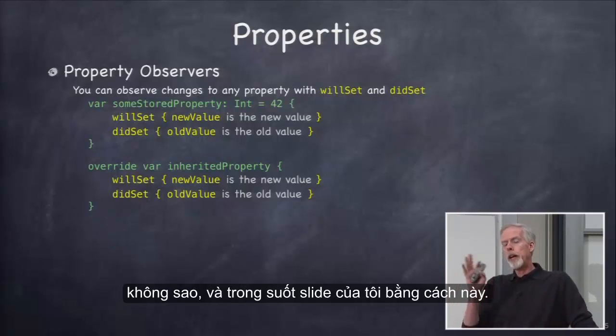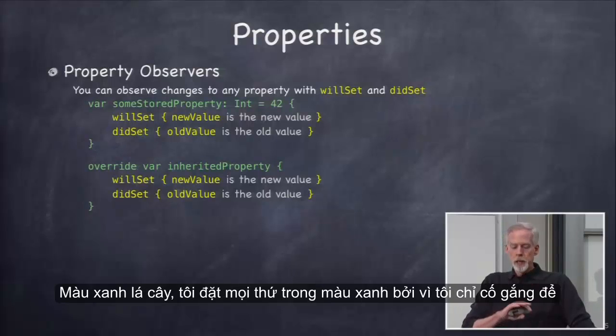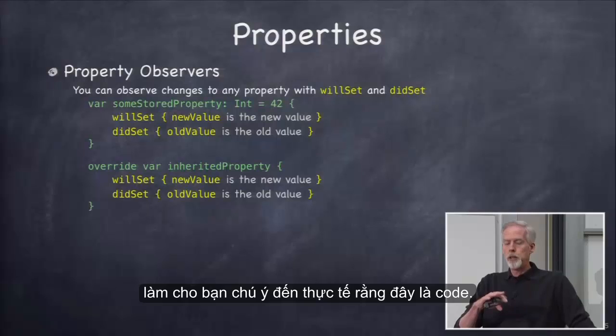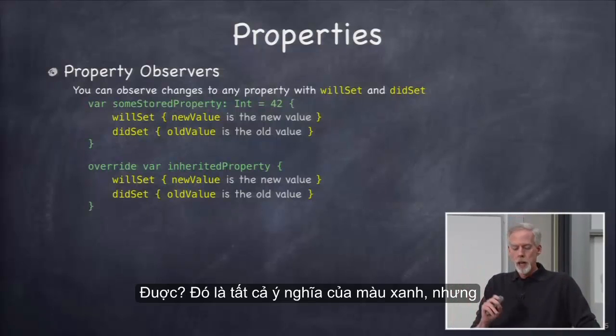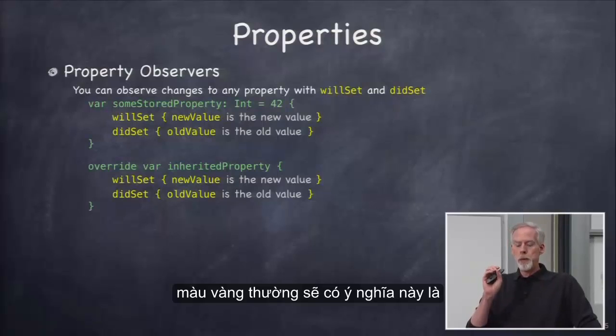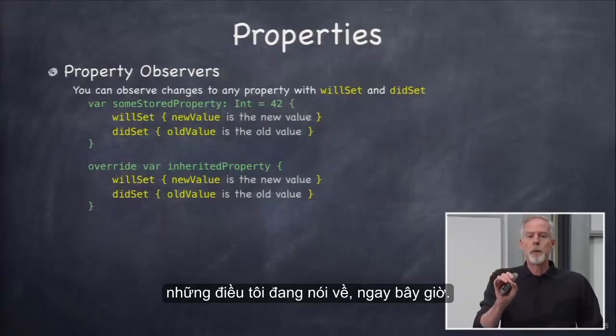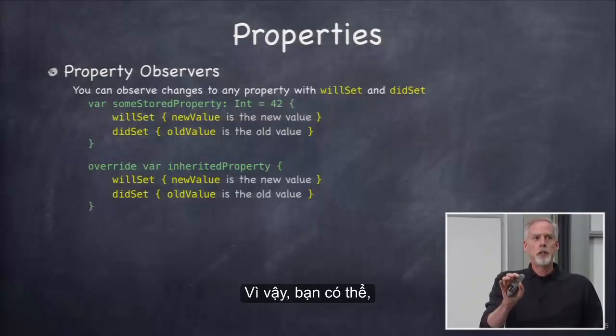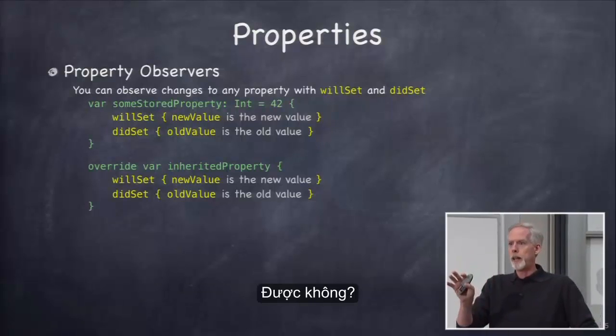I'm just putting it there. Okay, and throughout all my slides, by the way, I put things in green because I'm just trying to draw your attention to the fact that this is code. That's all green means. But yellow usually will mean this is the thing I'm talking about right now. This is the thing to pay attention to. So you can almost think yellow is like highlighted, okay?